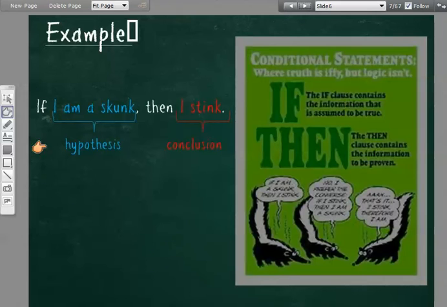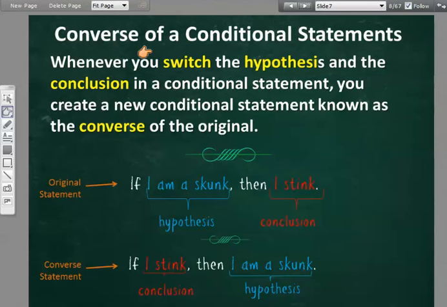Here's an example. It says, if I am a skunk, then I stink. So see, I've highlighted in blue here, I am a skunk, and that's going to be our hypothesis. And it follows the word if. And then over here in red, I have I stink, which is the conclusion following the word then. Alright, it's pretty simple, the conditional statement part. But of course they're going to make it difficult, okay?